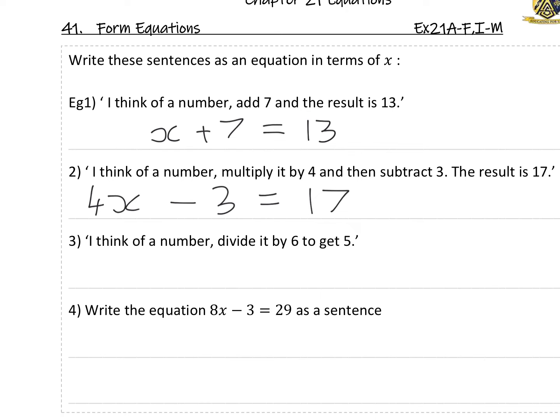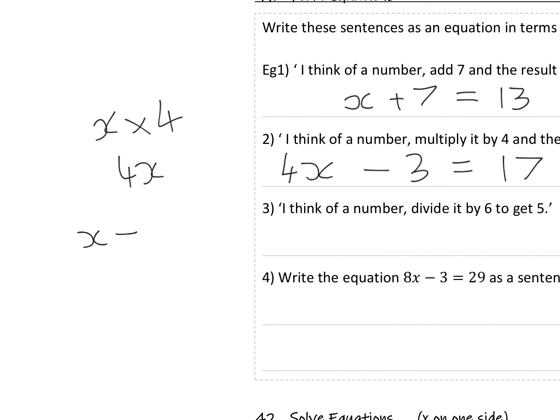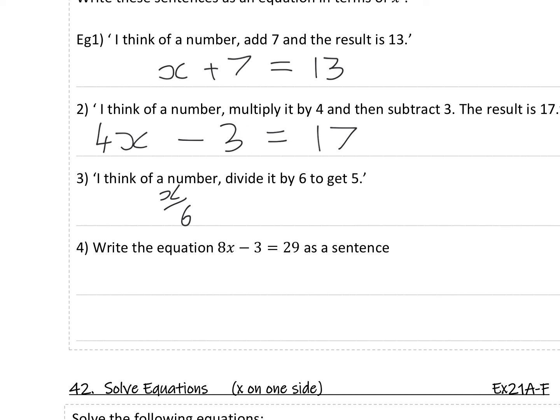Example 3. I think of a number, that will be our x, divide it by 6. So again, I could write down my x and then divide it by 6. But the shorter way to write that is x over 6 as a fraction. So we've got x divided by 6, or x over 6. So I think of a number, x divided by 6, to get. To get is the same as the result, or it will be equal to, or the same as. So equals, and we get, or it is equal to, or the result is 5. So if you think of a number and divide it by 6, you get 5.